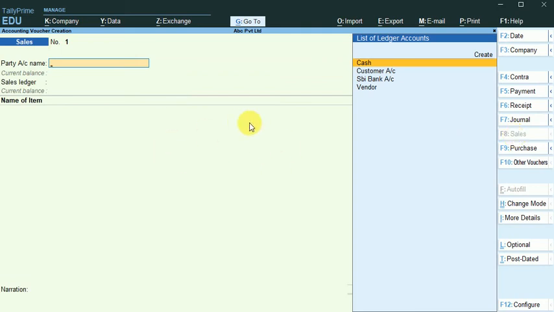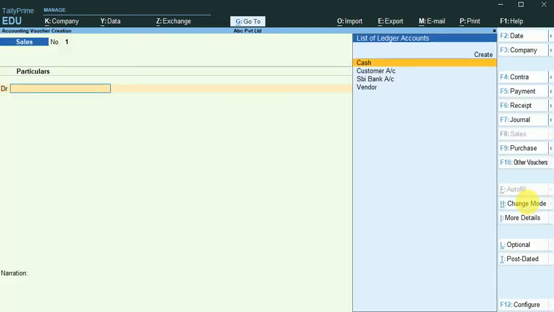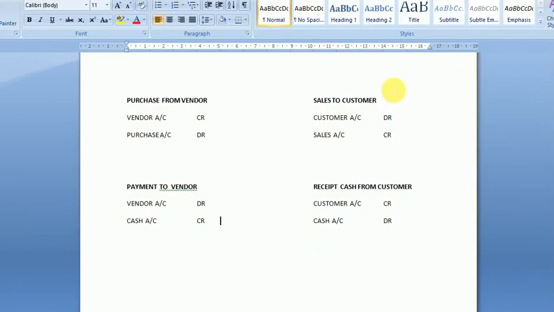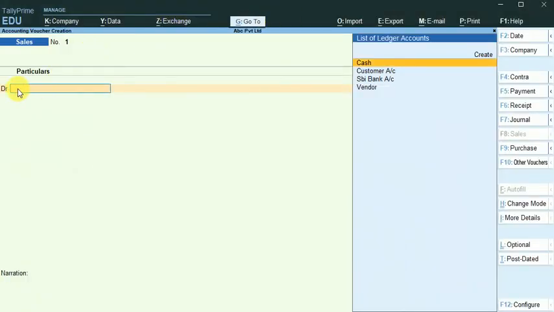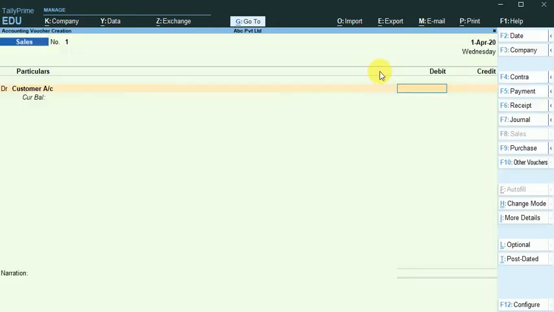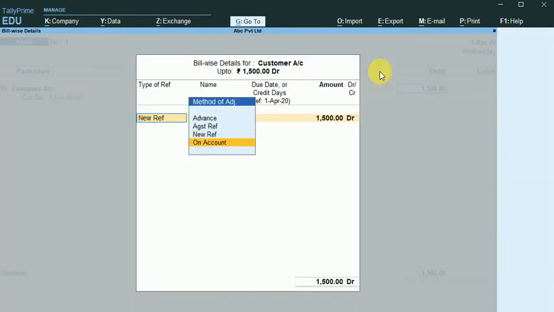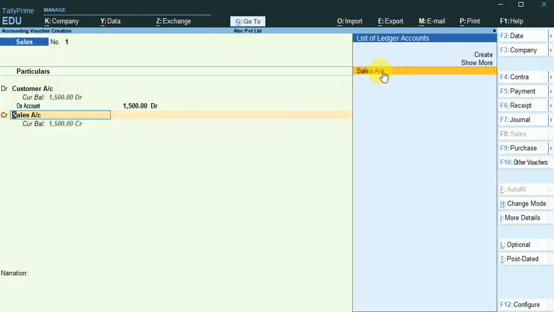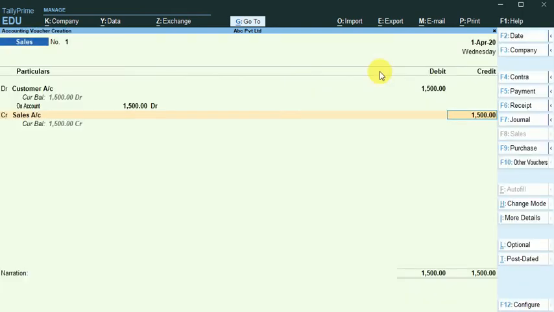Now I'm making a sales voucher. This is a single entry, I'm going with the double entry. Change mode as vouchers. For the sales voucher, the general journal should be: customer account will be debited and sales account will be credited. It is asking for the debit entry. The customer will be debited. Skipping these things, let's say for 1500 rupees I'm selling the goods on account. Sales account will be credited. Narration: sales to customer.